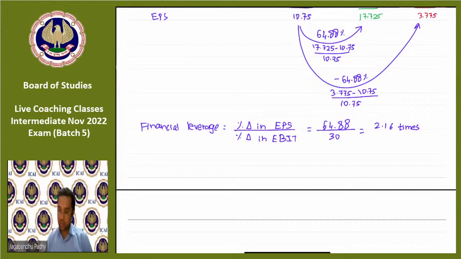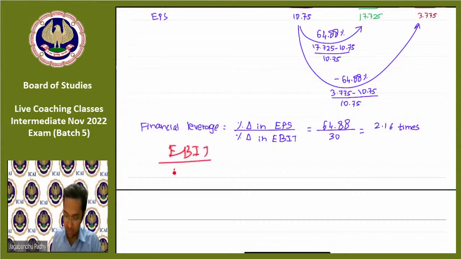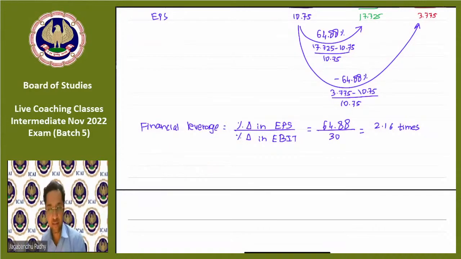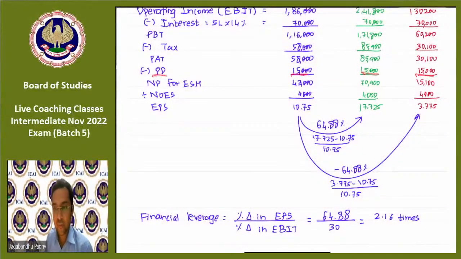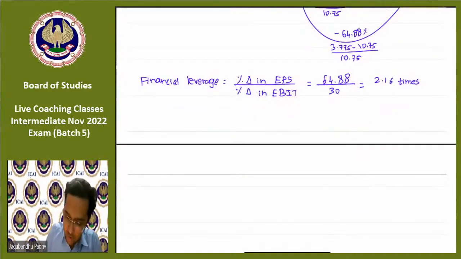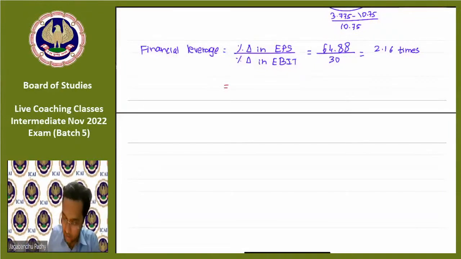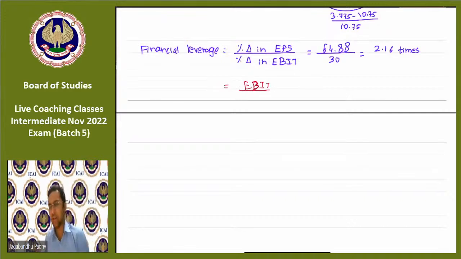Now, the question arises, sir, just as we had a shortcut formula for financial leverage as EBIT upon PBT, earnings before interest and tax upon profit before tax, same way, do we have a shortcut formula for this type of financial leverage also when we have preference dividend? Yes, we do have a shortcut formula for this. I'm not going to derive this because you won't be able to understand the derivation. Anyways, in exams, derivations are not required. You need to know the formula.